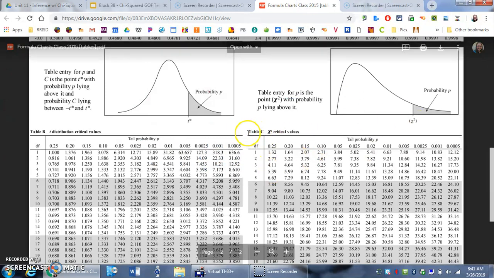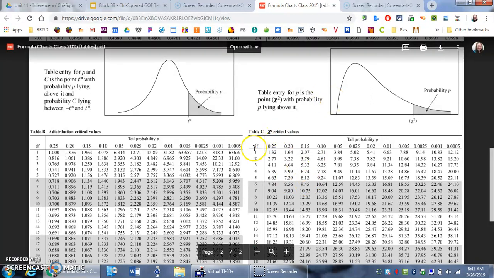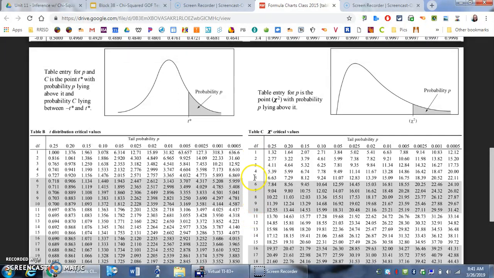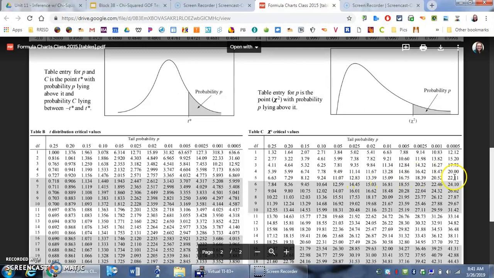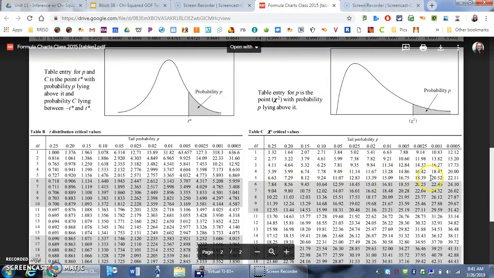Then I would go to my chi-squared table, which is table C. It's on the back of the Z table, the one on the right. I'm going to go to my degrees of freedom in the left-hand column, so I want degrees of freedom 5, and then I'm looking in that row for where my chi-squared value would fit. My chi-squared value is not necessarily going to be one of these exact values.